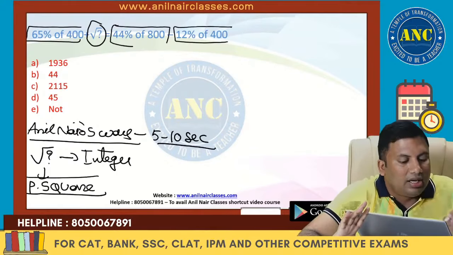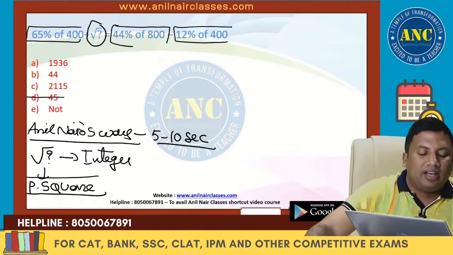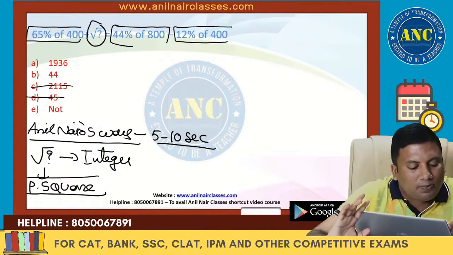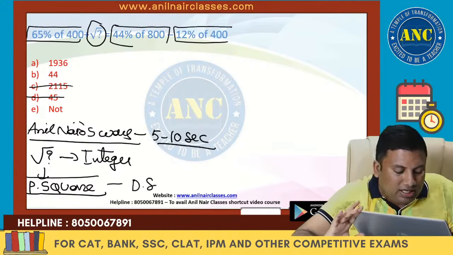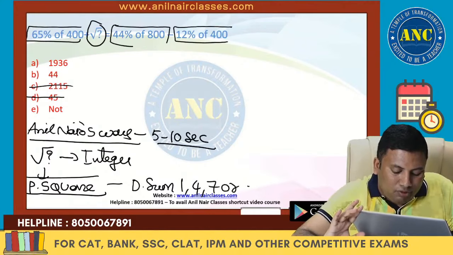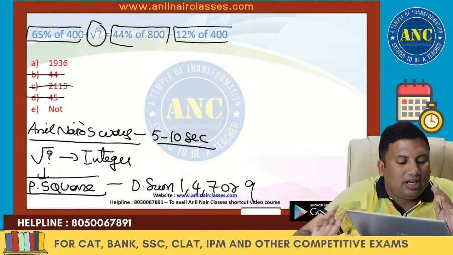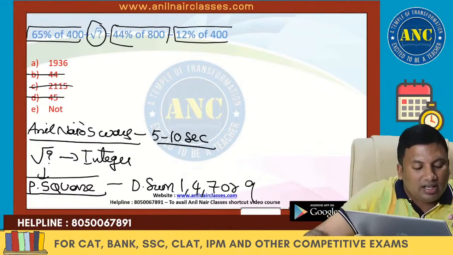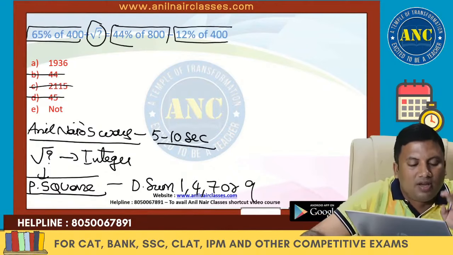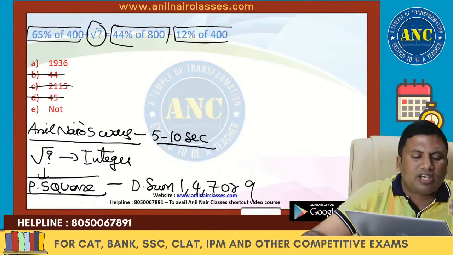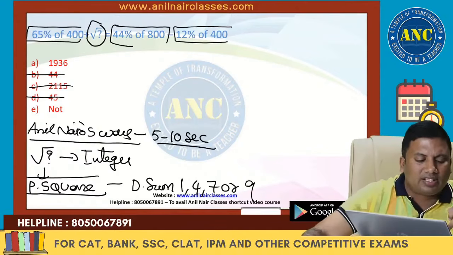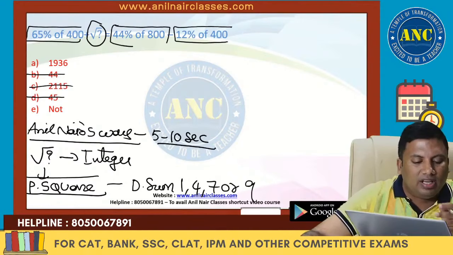Now see here, any perfect square ending with 5, tens place should be 2. Option C and option D, it is out. A perfect square digital sum is 1, 4, 7 or 9. 44, it is out. Not means none of the above answer options. 1936, it is a perfect square. You can also check it out. Option A will give you the answer. Not means any one out of the 4.